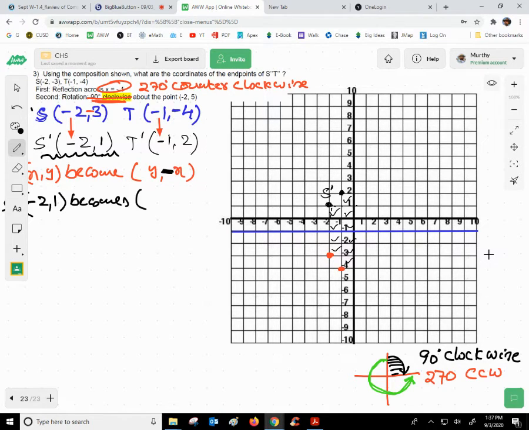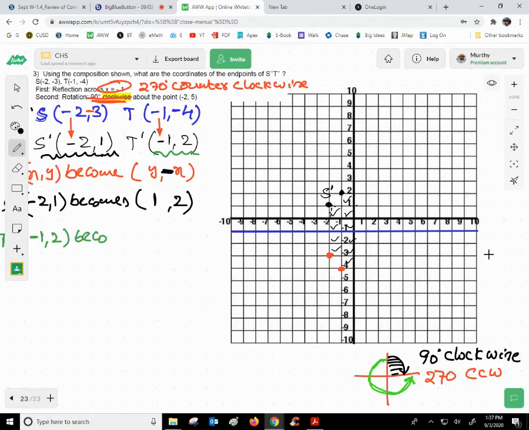you swap x and y values and switch the x sign. Therefore, negative 2 becomes positive 2. I'm writing the x value first and the y value goes here. So it's 1 and 2. And next, the second point, T, that is T prime, which is negative 1, comma 2.